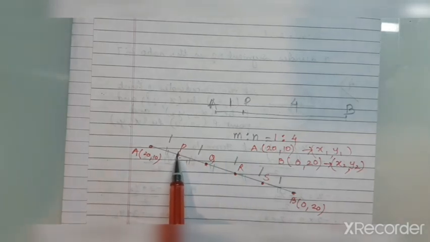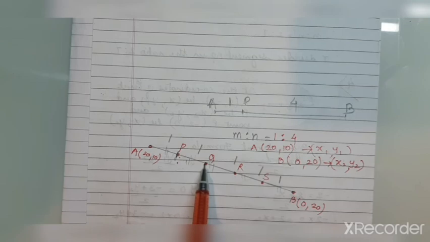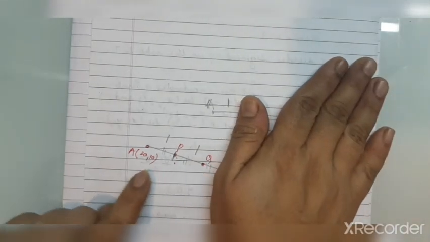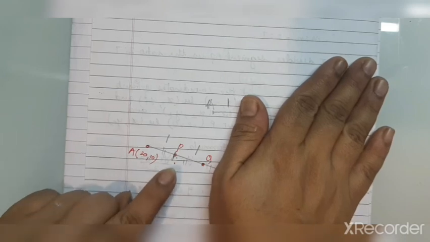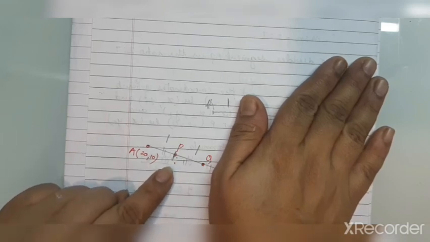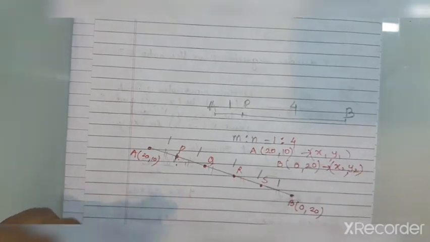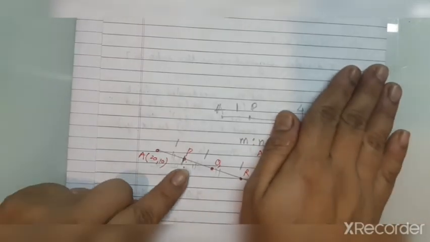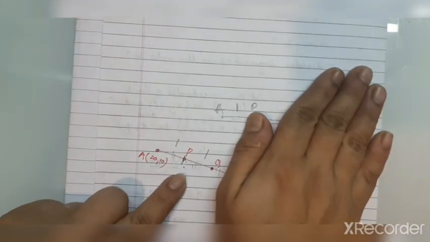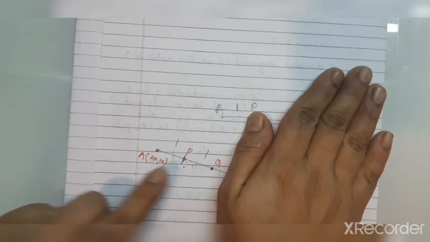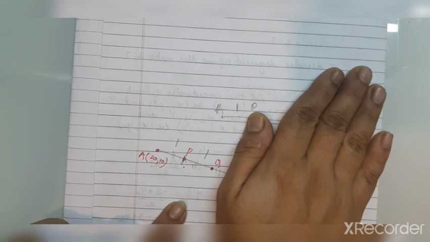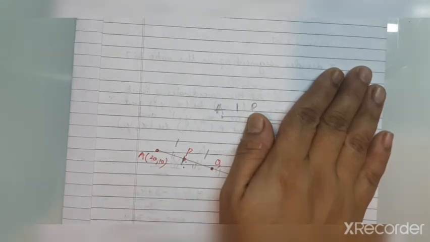Once we get the coordinates of P, now we will go to Q. If we want the coordinates of Q, we know the coordinates of A. In the first calculation, we get the coordinates of P by solving with the section formula. Once we get the coordinates of P, now P is the midpoint of A and Q, so here we can use the midpoint formula. Here you can also use the section formula.